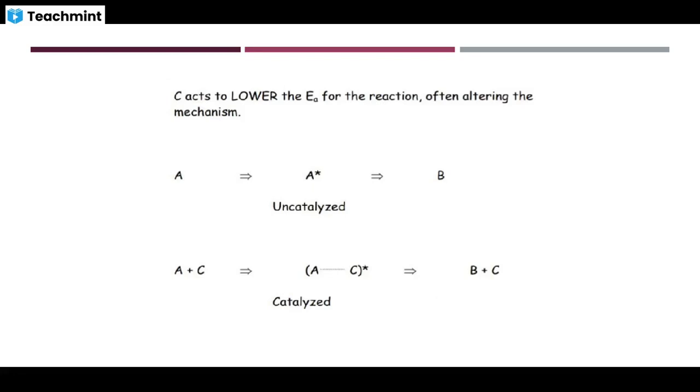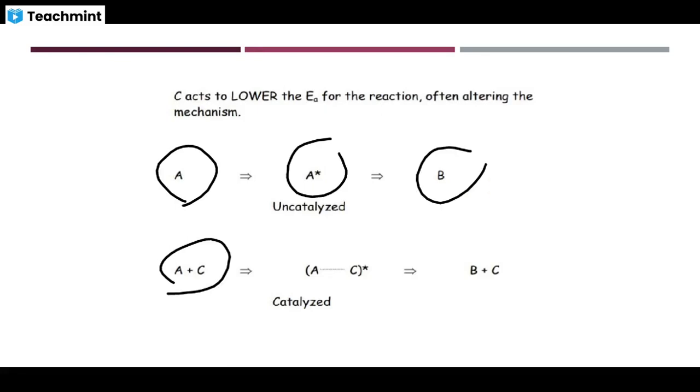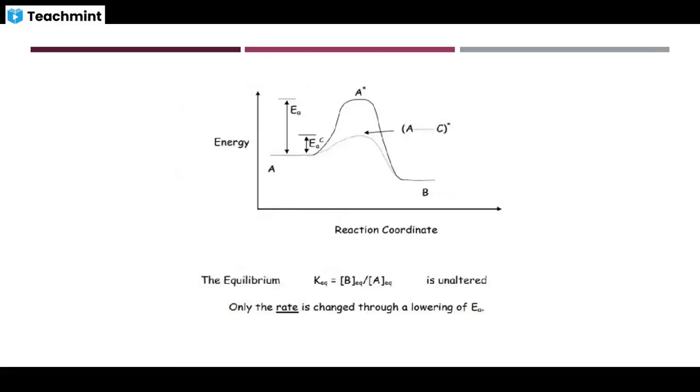What happens before, when you don't add the catalyst, is that A becomes A star and gives the product. When adding the catalyst C, the activated complex AC is formed, and you get B plus C. So you reduce the energy of the activation complex, and thereby you reduce the activation energy. This is for the catalyzed reaction, this is for the uncatalyzed reaction.